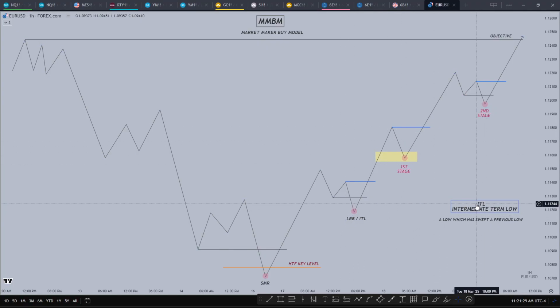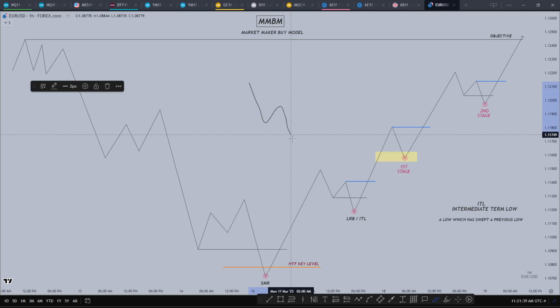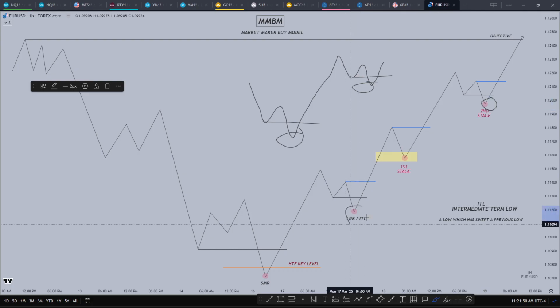Now, one thing that is added in here is intermediate term low. What is the intermediate term low? A low which has swept a previous low. Basically, this is an intermediate term low. This is an intermediate term low.